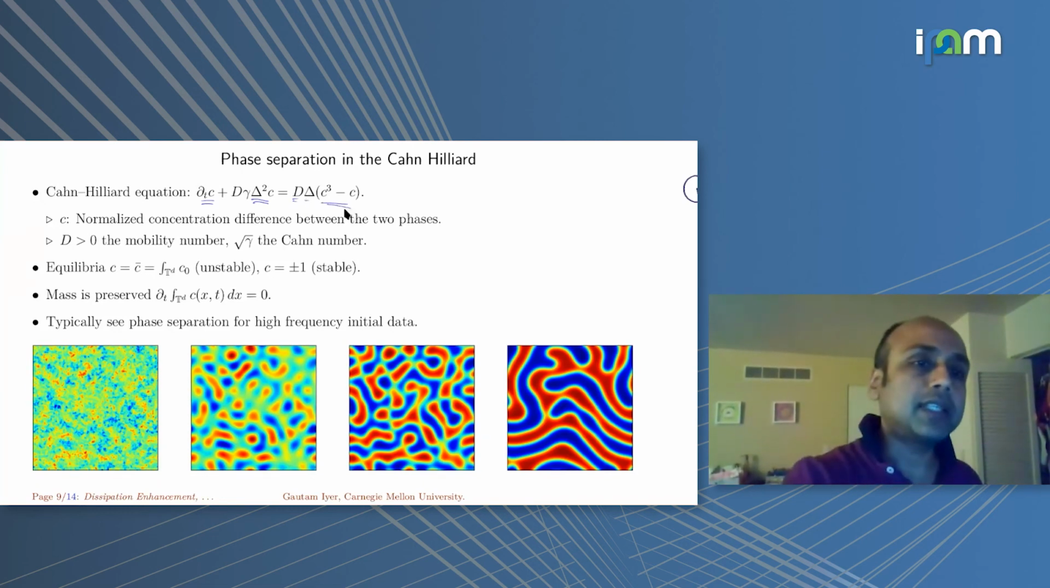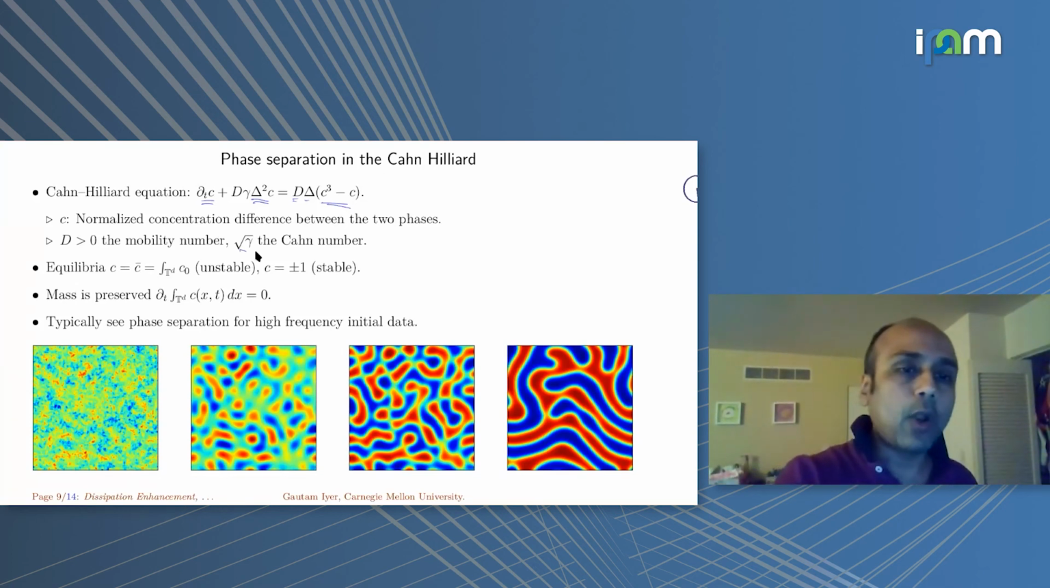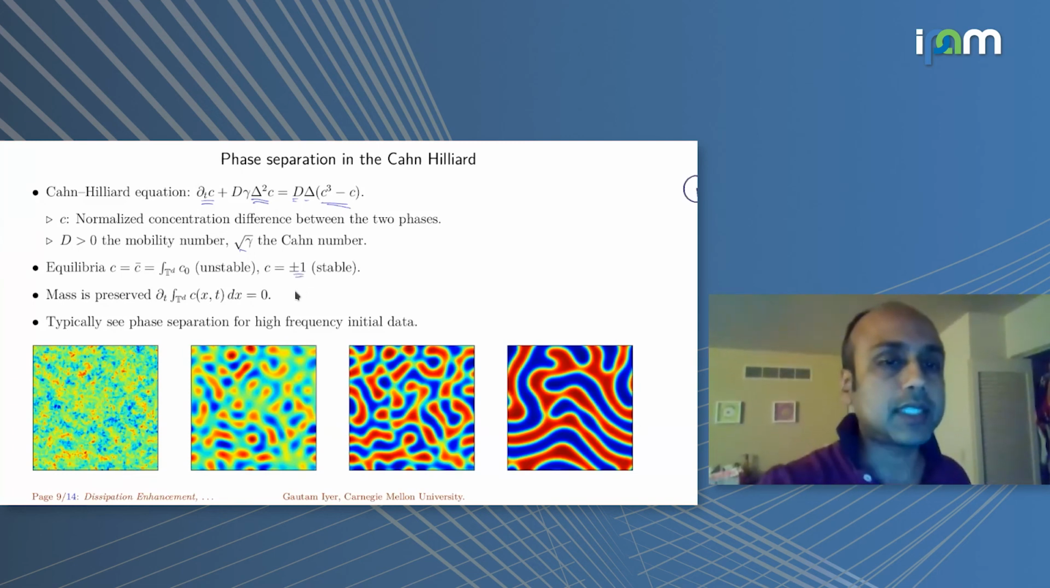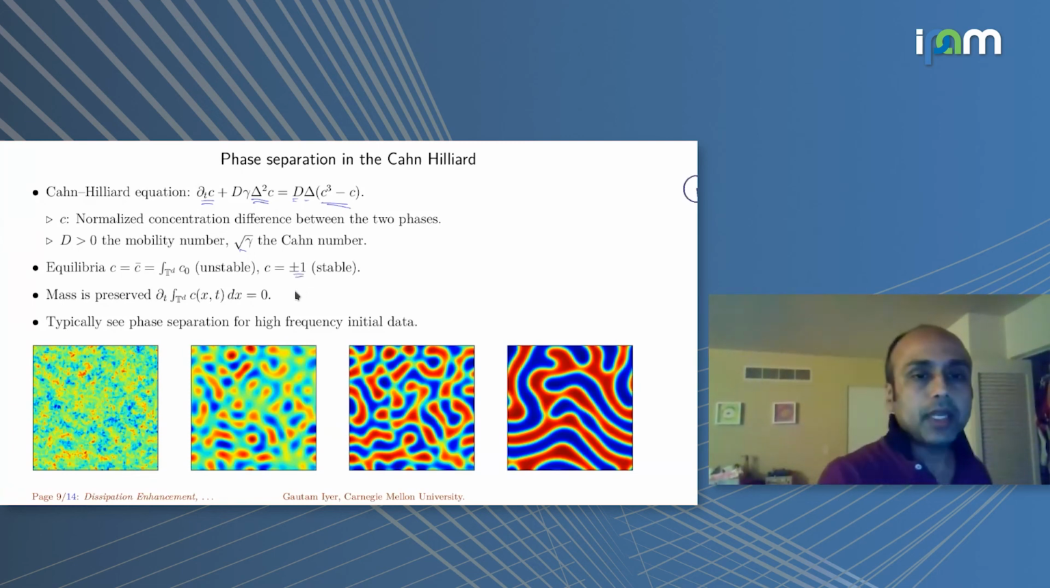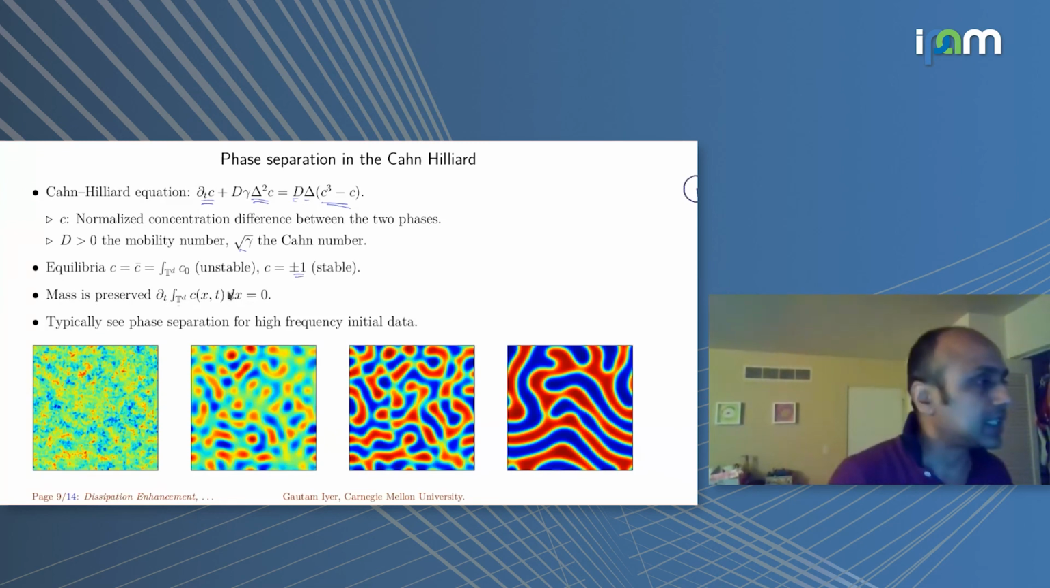What's happening here is C is the normalized concentration difference between two phases. D and gamma are two parameters. The thing about this equation is you have a lot of equilibria, which are just constants. All of them are unstable except for the pure phases, C equal to +1 and C equal to -1. Mass is preserved, so whatever mass you start with stays constant.